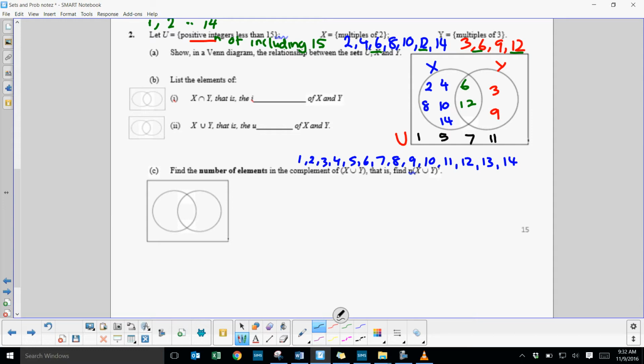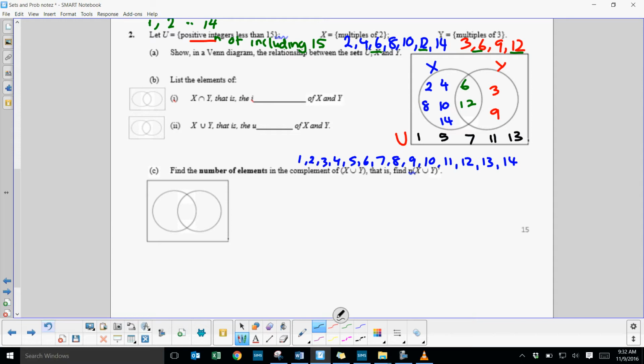So I could have put them up here, for example, instead as well. It doesn't really matter, so long as they're outside of the two circles. So we've finished the Venn diagram, so we've finished question A. I think we have? Yes, we have.